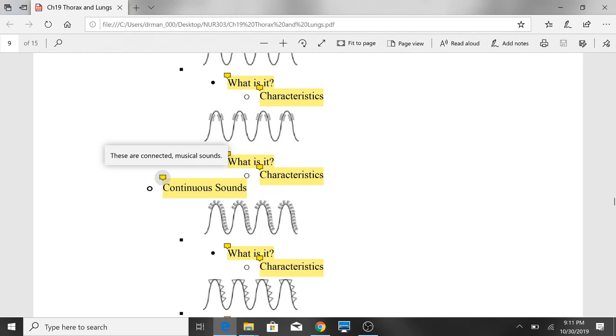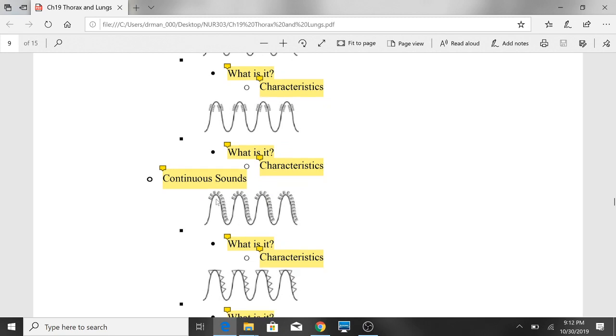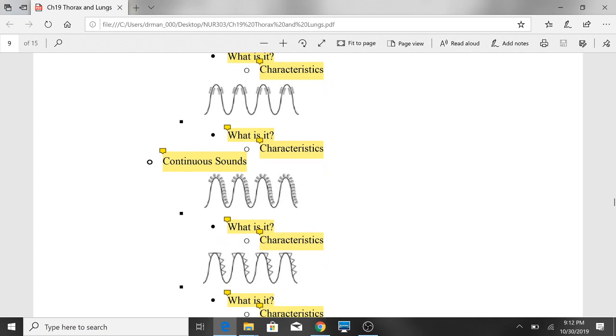So what are continuous sounds? Basically connected musical sounds, really. This one's a bunch of E's. What do you think this is? Maybe a high-pitched wheeze? What do you think the characteristics of a high-pitched wheeze are? A high-pitched musical squeaking sound that sounds polyphonic.